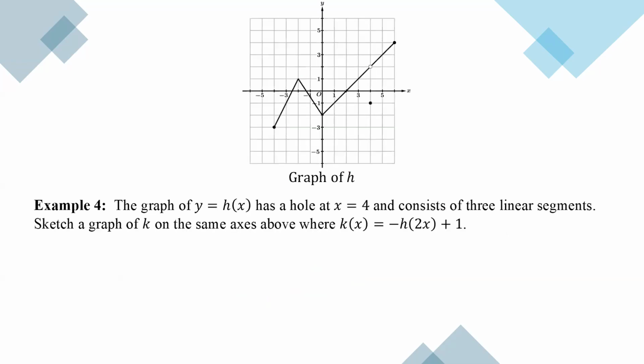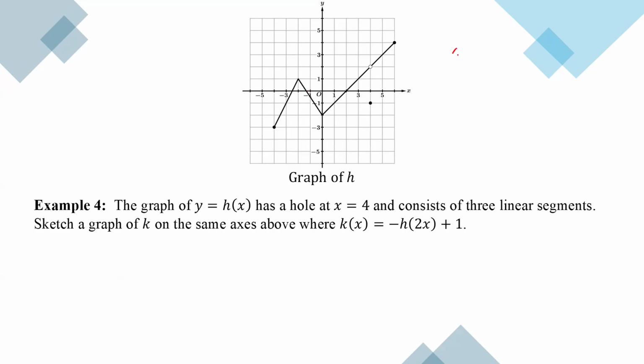Okay, so here we have the graph of y equals h of x, which has a hole at x equals 4 and consists of 3 linear segments. Sketch a graph of k on the same axis above, where k of x equals negative h of 2x plus 1. To do this by table, you would choose your points that are already on your graph. So I'm going to choose the points that are currently there.